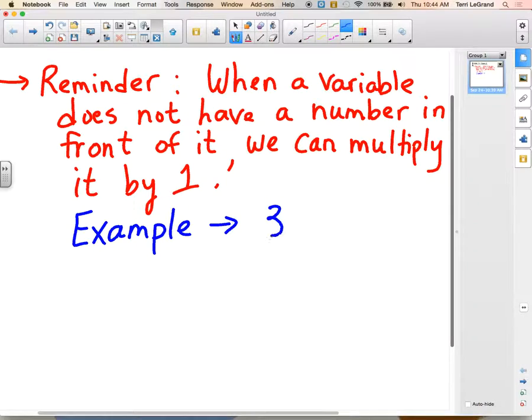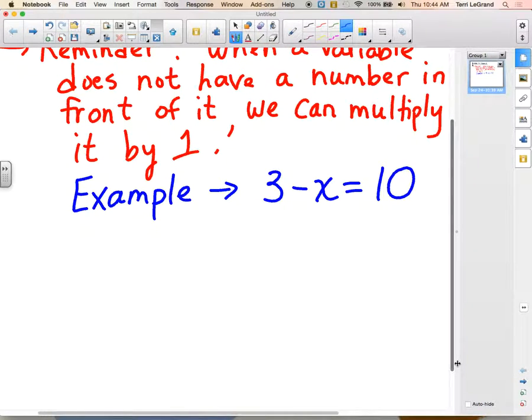We have this equation, 3 take away x equals 10. We can multiply that. Is the variable got a number in front of it right now? Is the variable being multiplied by anything right now that we can see? No, that 3 is not part of the multiplication. It's part of the expression, but we could rewrite this like this. We can slip a 1 in there.